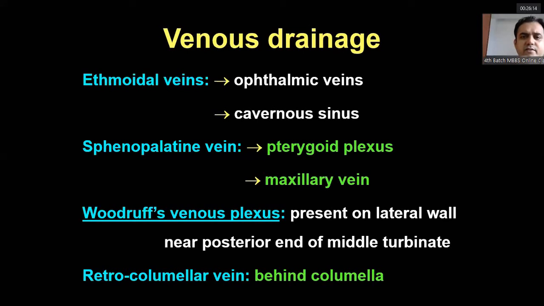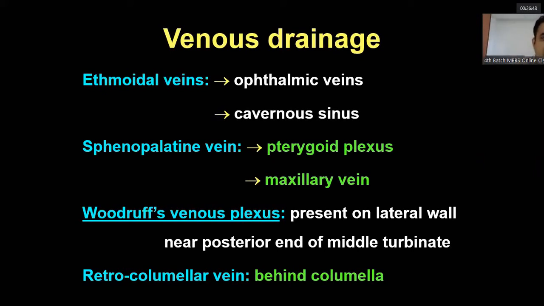Now venous drainage, this is not very important, but yet you need to know the ethmoidal veins drain through the ophthalmic veins and cavernous sinus. This is also very important, because infections from the nose, especially furuncles and other things, can result in cavernous sinus thrombophlebitis. And cavernous sinus thrombophlebitis is important because it has a mortality rate as high as 40%.